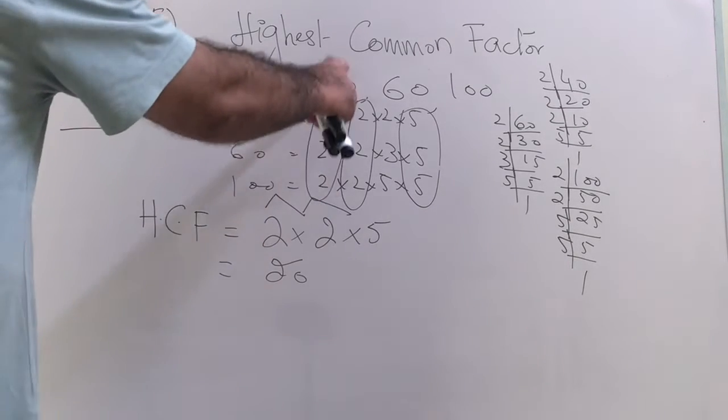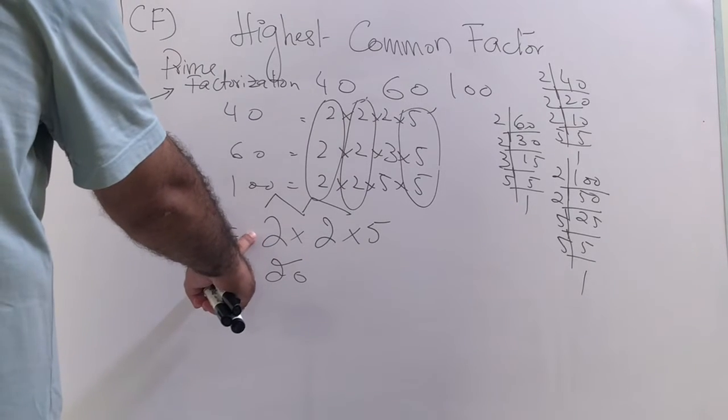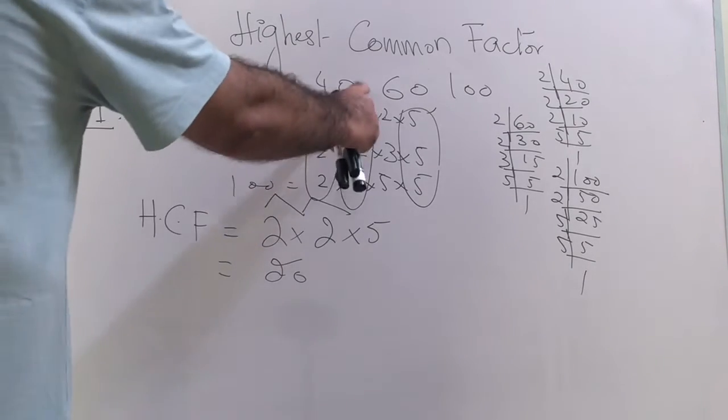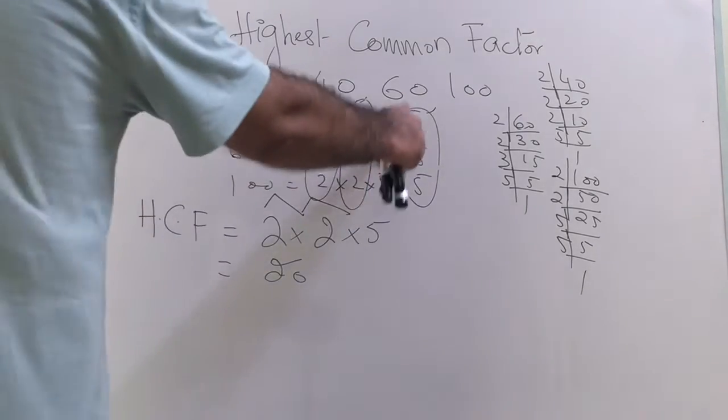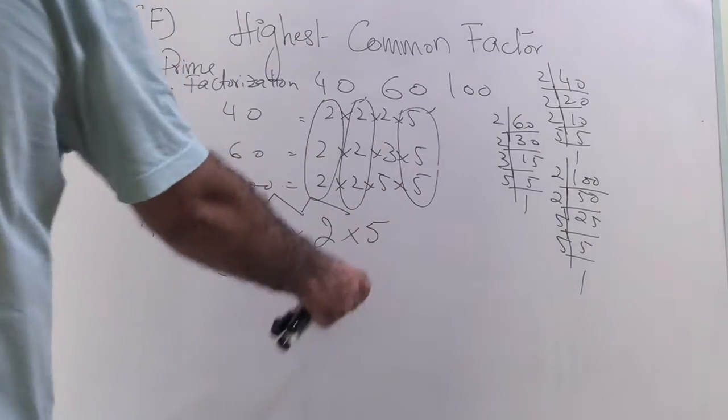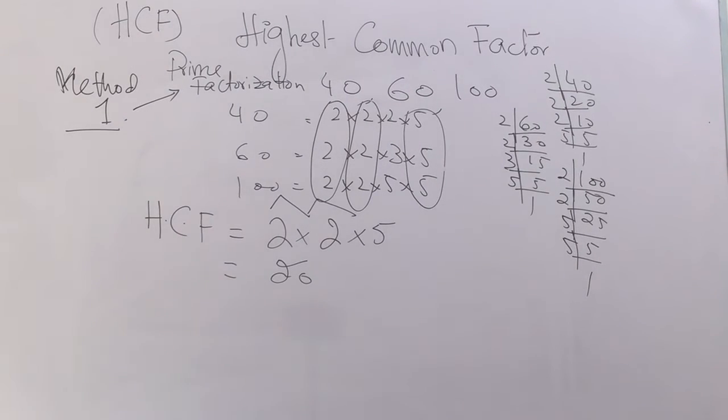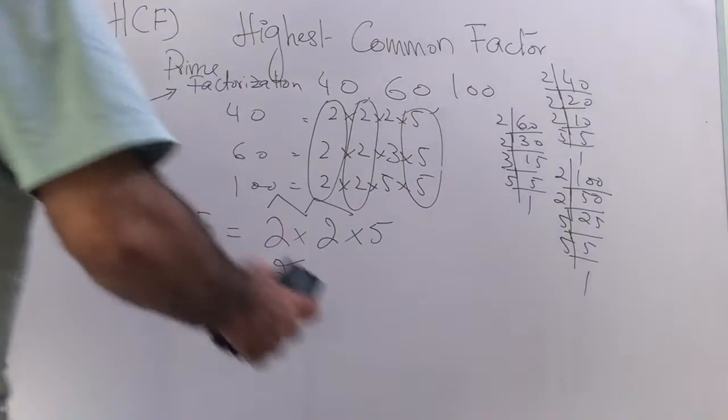2 was common, we considered it one time. Here 2 was common in all 3 rows, we considered it one time, and here 5 was common in all 3 rows and we considered it one time. So we got 2 into 2 into 5. We multiplied 2 with 2, 4, 4 5s are 20. So 20 is the HCF, highest common factor, of 40, 60 and 100.